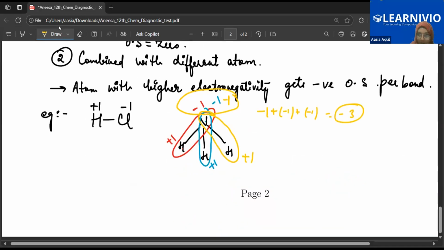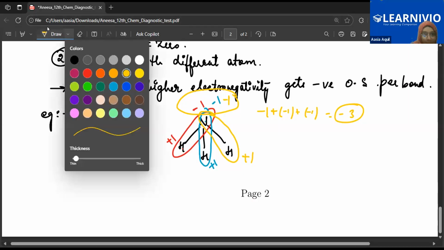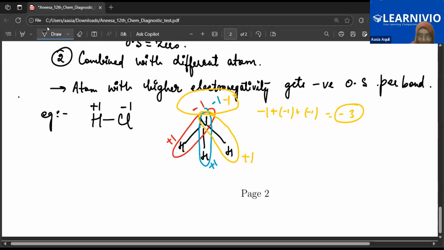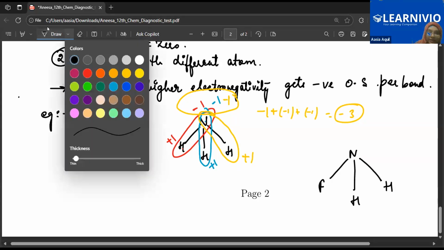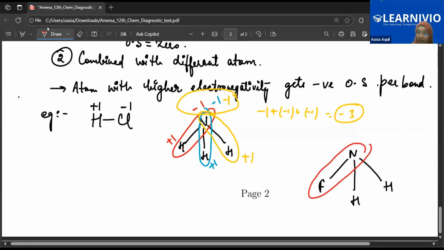Here I'm writing, suppose it is nitrogen, and here fluorine is there, and here a hydrogen and here a hydrogen. Now we have to check for each and every bond. See this N-F bond, nitrogen fluorine bond. Between these two, which one is more electronegative, nitrogen or fluorine? Fluorine. Halogens are more electronegative, right? So obviously this fluorine will get -1 charge and this will get +1 charge.